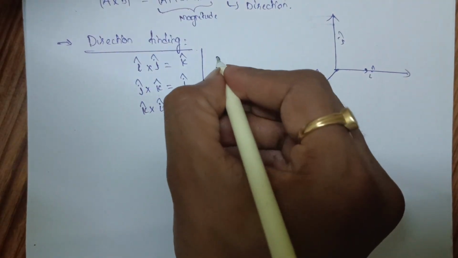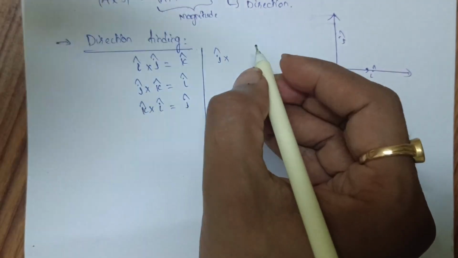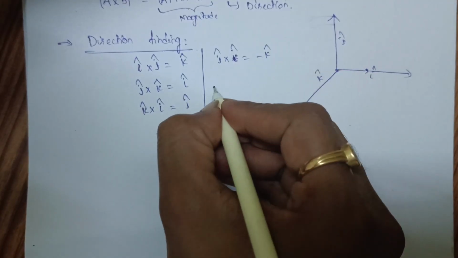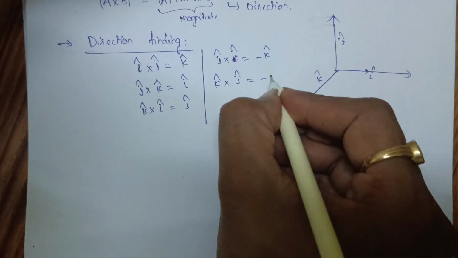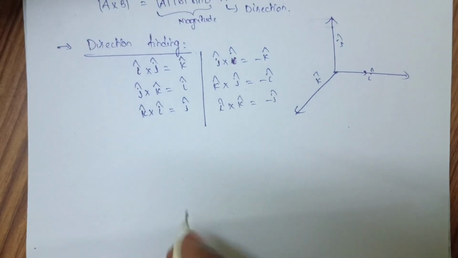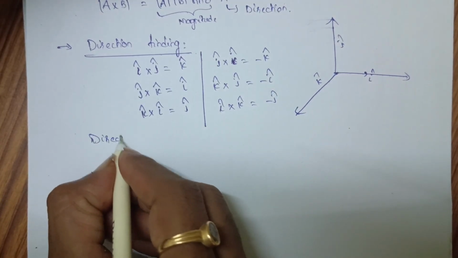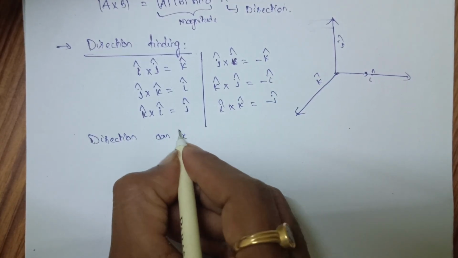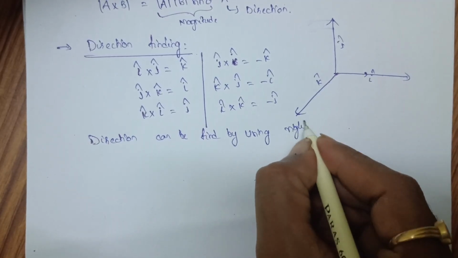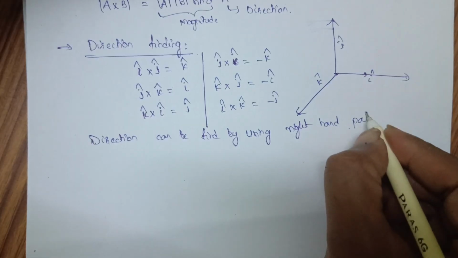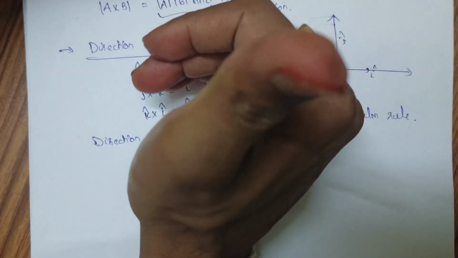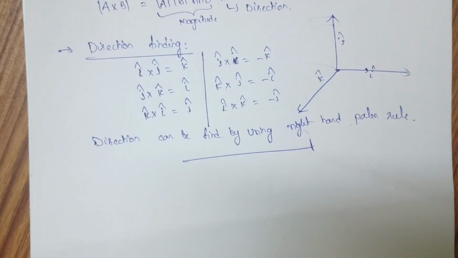And similarly, j cross i is equal to minus k. Similarly, k cross j is equal to minus i. i cross k is equal to minus j. And this direction can be found by using the right hand palm rule. The thing I discussed just now is known as the right hand palm rule.